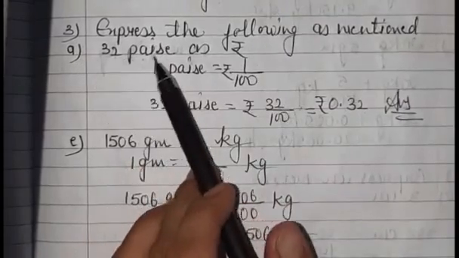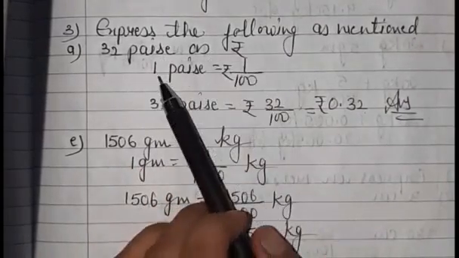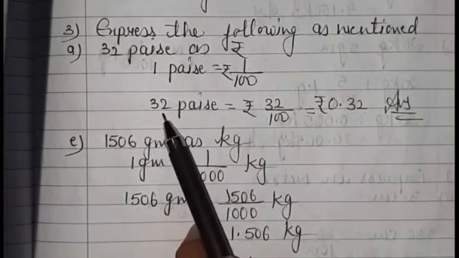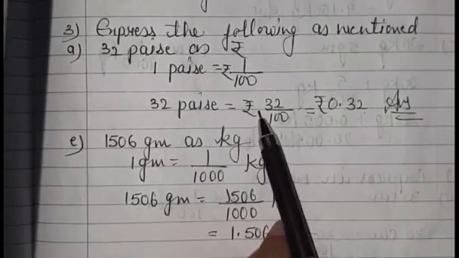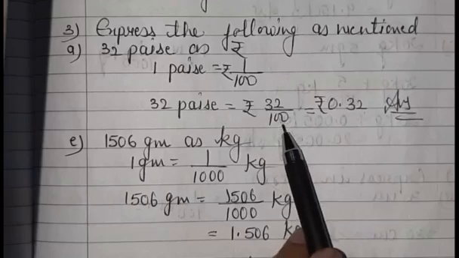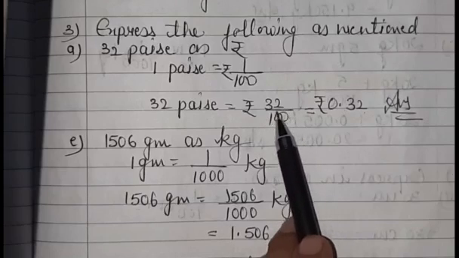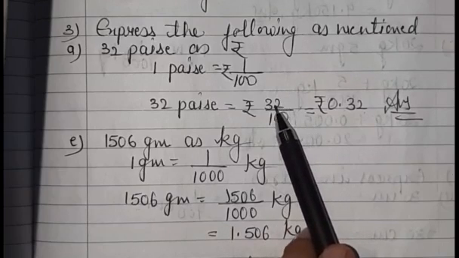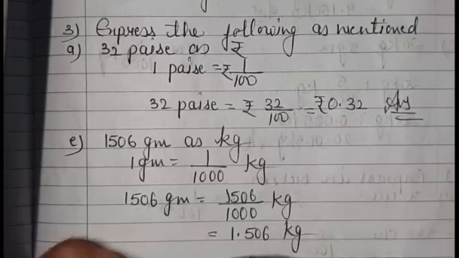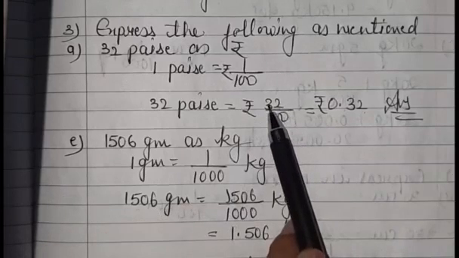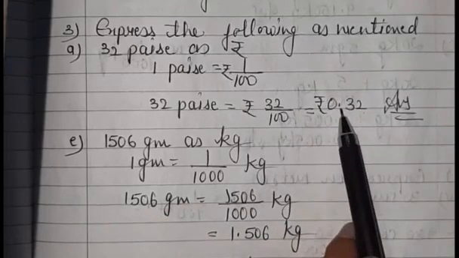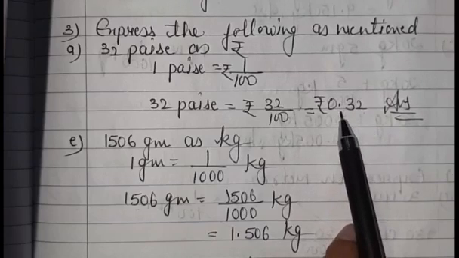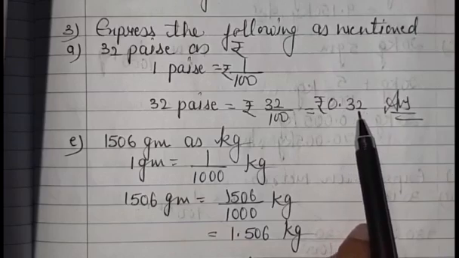Third numerical, express the following as mentioned. A part is 32 paise as rupees. We know that 1 paisa is equals to rupees 1 by 100. So 32 paise is equals to rupees 32 by 100. Here you can see in denominator there are 2 zeros. So in numerator we have to apply decimal after 2 places towards left hand side. So 1, 2. Here we have to write its decimal. So it becomes 0.32. Means answer is rupees 0.32.